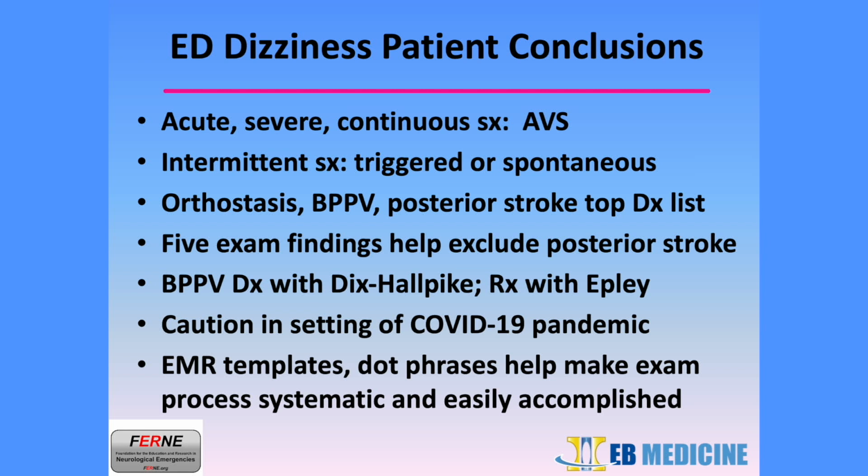Using the ATTEST system for evaluating ED dizzy patients, those patients with acute, severe, continuous symptoms should be considered to have acute vestibular syndrome. Patients who have intermittent symptoms or non-continuous symptoms at the time of evaluation are noted to either have triggered or spontaneous episodes of dizziness and vertigo. Topping the list of diagnoses using the ATTEST system are orthostasis, BPPV or benign paroxysmal positional vertigo, and posterior stroke.